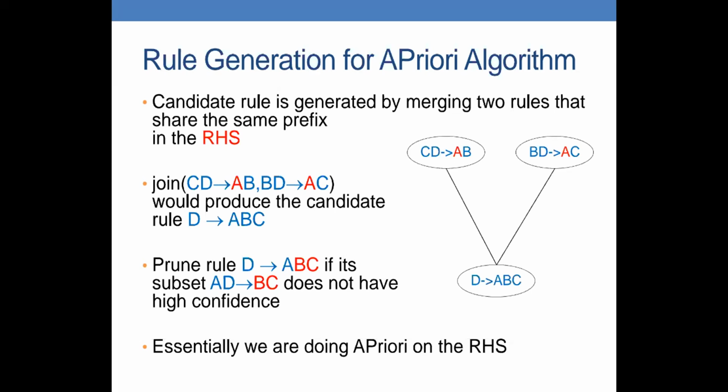D implies A. Here the remaining items are A, B, and AC. So now A, B, total items are 3 items, that is ABC. D implies ABC. This is the way you generate a new rule, the prune rule, here. Prune rule D implies ABC. If it is a subset of AD, AD implies BC does not have the high confidence.